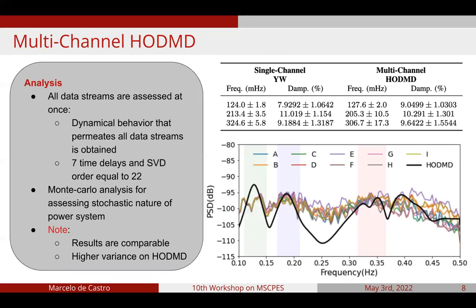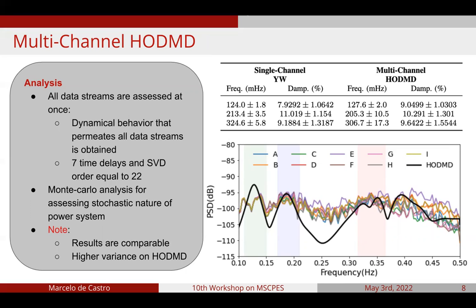Since HODMD is a multi-channel approach, we leverage this by analyzing the data from all substations at once. To do so, we set 7 time delays and impose an SVD order of 22. The result of the PSD is seen in the lower right figure. We then proceed to perform a Monte Carlo analysis in which the data is randomly sampled at different dates, and the result from this analysis is shown in the table located at the top right corner of the slide.